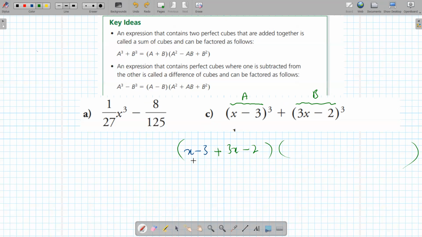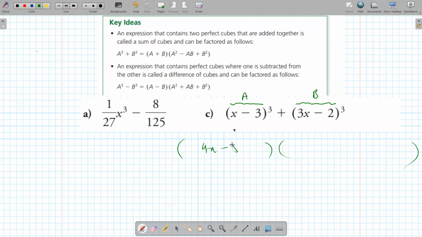We can clean this up a bit. You can add the x's. So what does that give if you add the x's? You can add the x's, you can add the numbers. What's x plus 3x? 4x. Right, so there's an x here, there's an x here. x plus 3x is 4x. What is minus 3 minus 2? Minus 5. Exactly, 4x minus 5 is what that bracket simplifies to, okay?